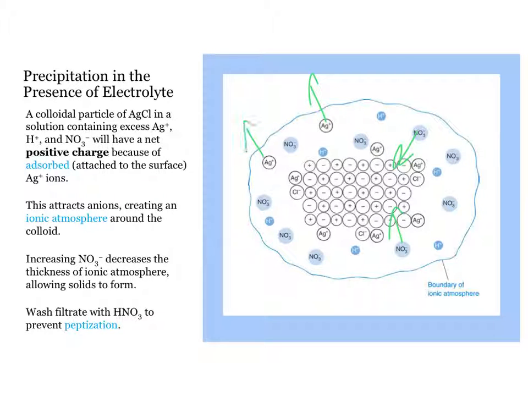This presents a problem because colloids must collide with one another to form solids that are large enough to be filtered. Increasing the concentration of nitric acid in the precipitation reaction decreases the thickness of this ionic atmosphere. This allows particles to come closer before repulsions become significant. For this reason, most gravimetric precipitations are done in the presence of electrolyte, and the solid will be rinsed with this same electrolyte solution to prevent that charge from building up and breaking apart the solid in a process known as peptization.